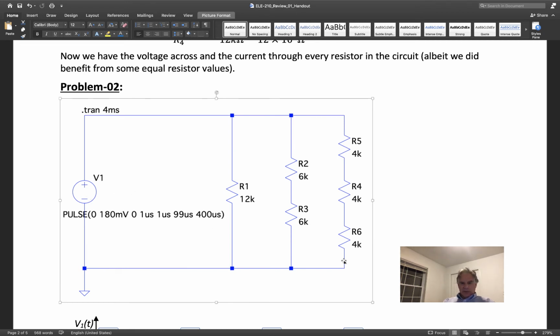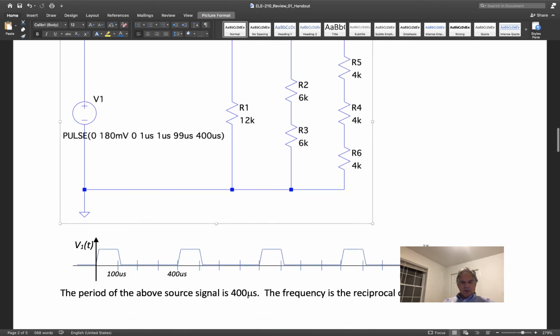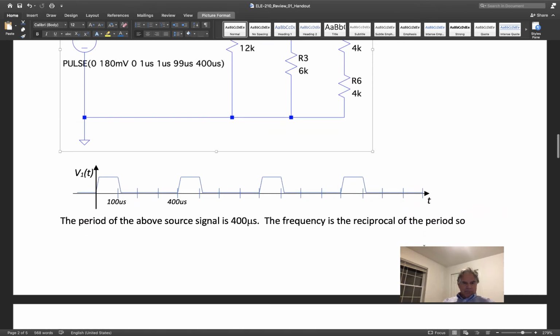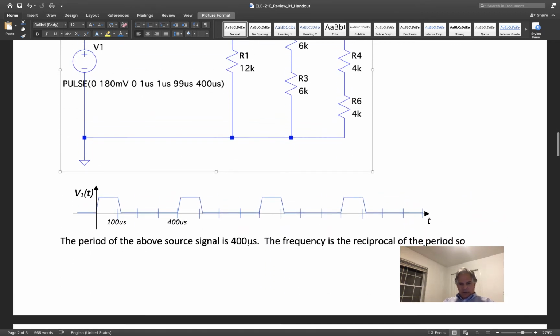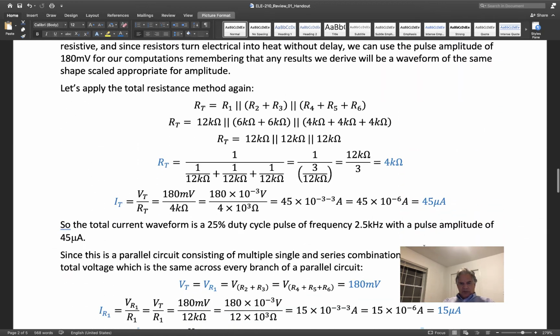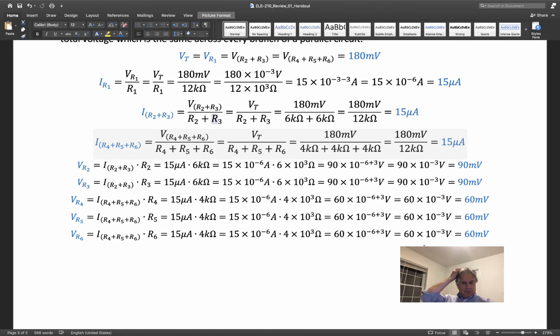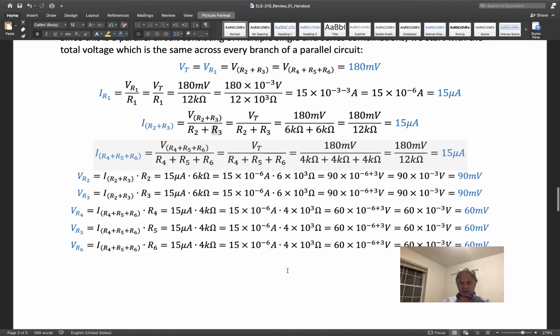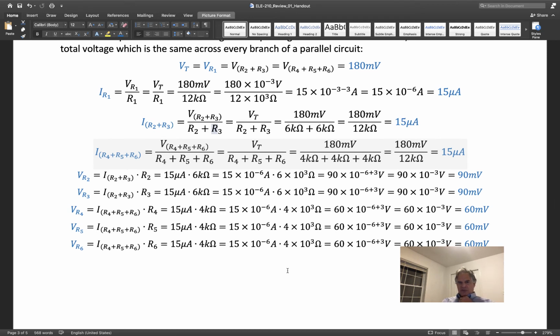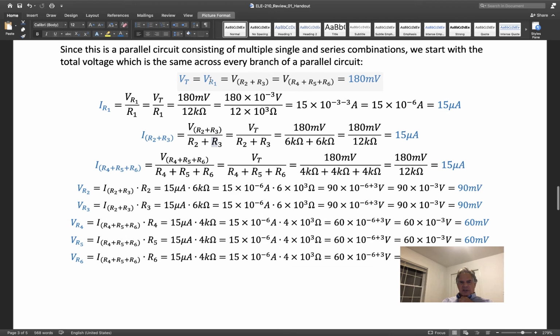So Kirchhoff's current law is holding. Let's go down here where we calculated everything. So now the voltages across these various resistors, we already know that the voltage across the 12K ohm resistor, R1, VR1, is equal to V total, and it's 180 millivolts.